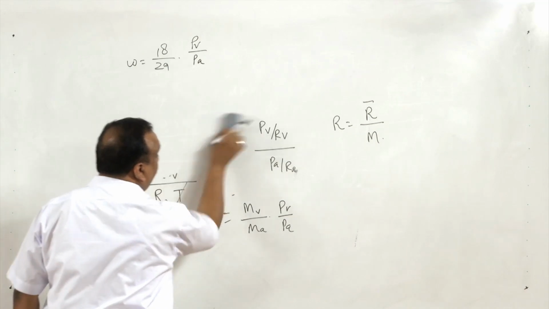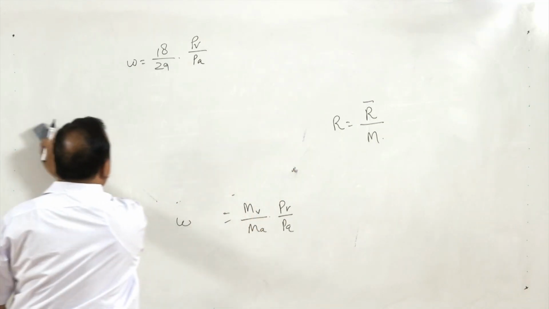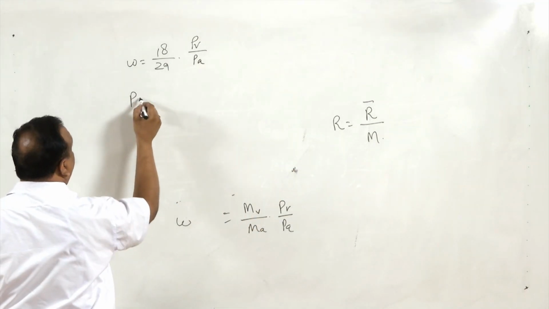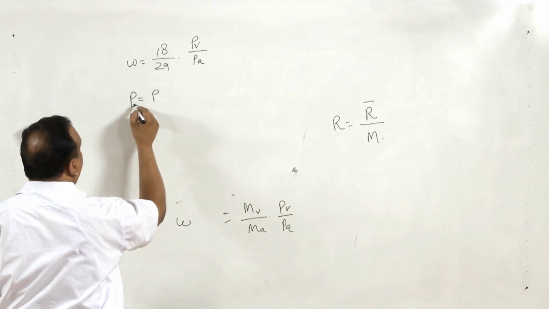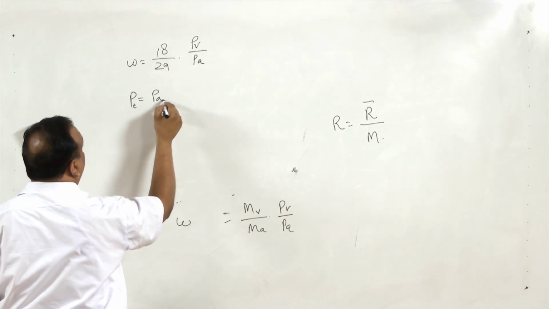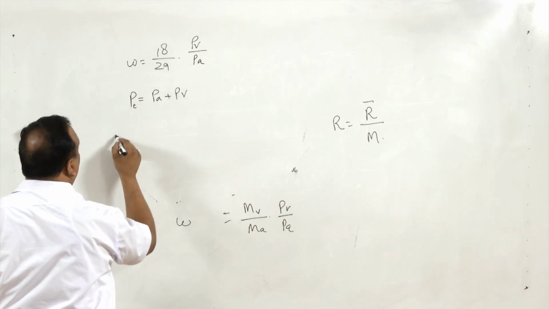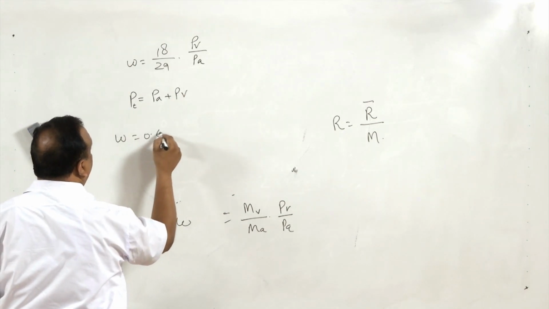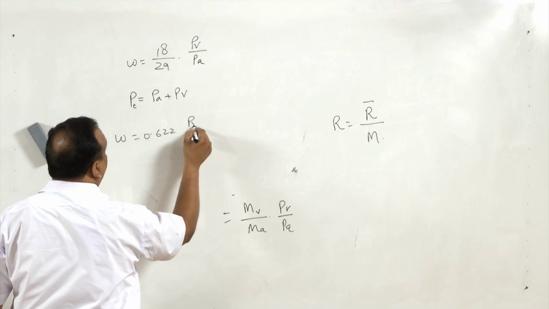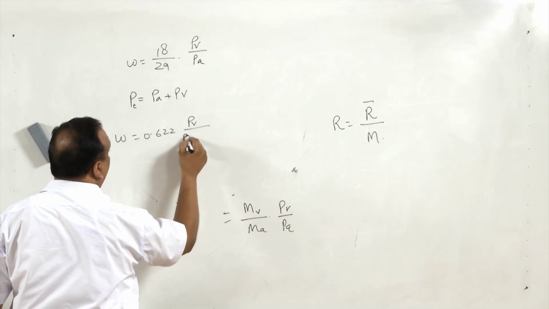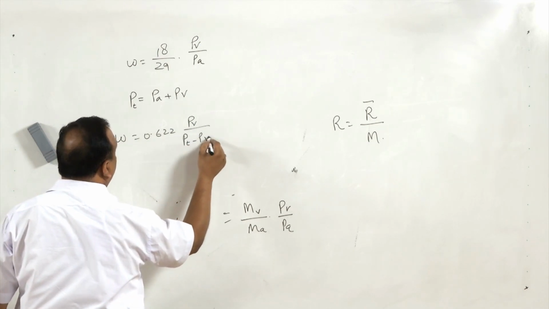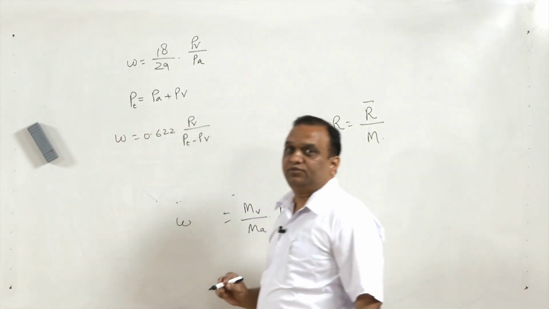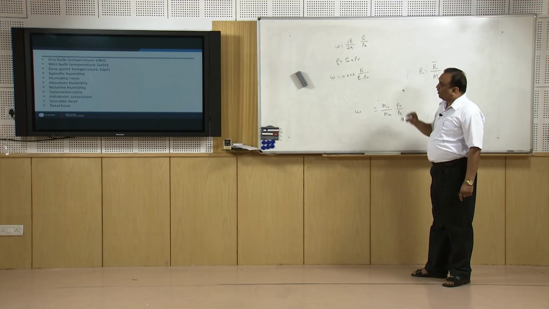Now, this PV by PA, and we also know that the total pressure is equal to PA plus PV. So, W is equal to 0.622 PV divided by total pressure minus PV. This is known as specific humidity of air.